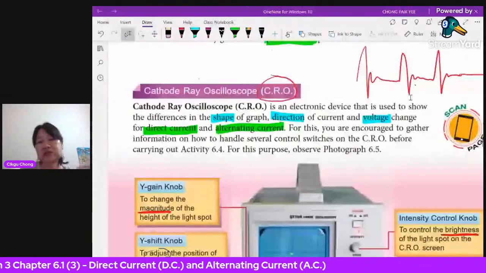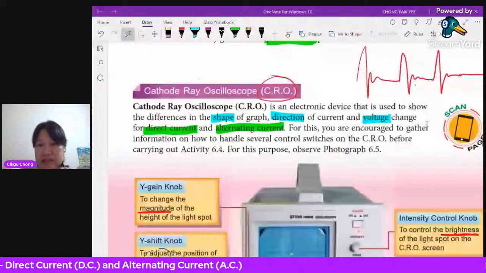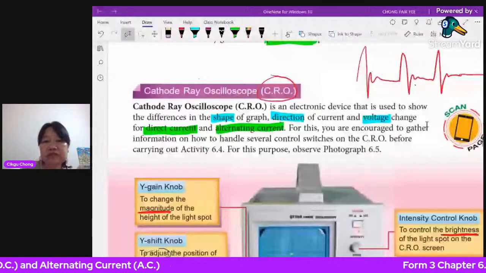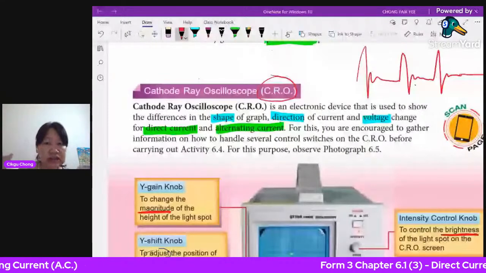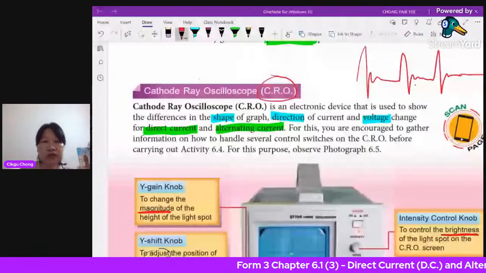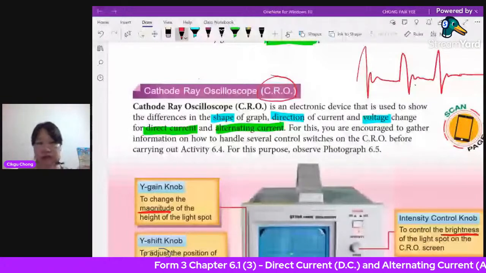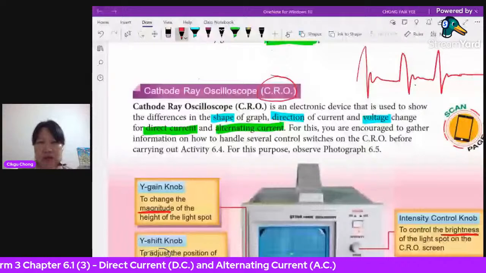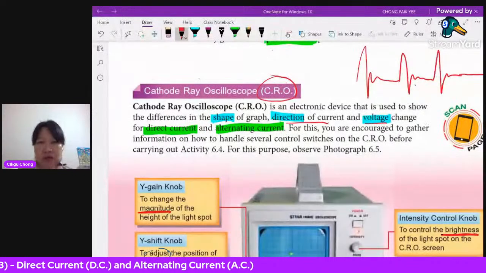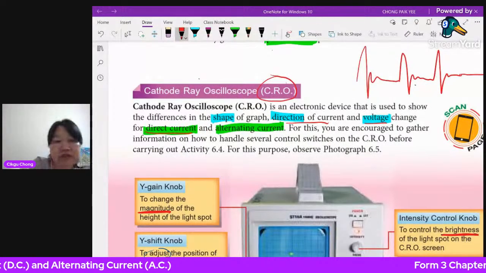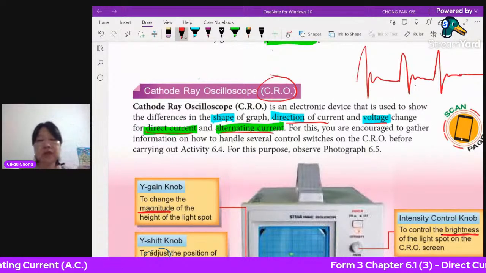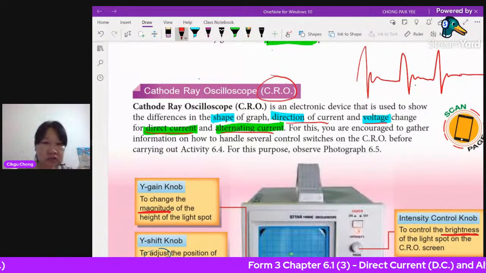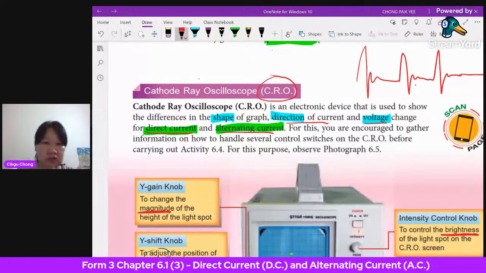So now, what does this do? This is an electronic device that is used to show the differences in shape. You can see the shape of the graph when you connect your current to it, whether it goes up, goes down, or is flat. It shows the direction of current, to see whether it is positive or negative, and the voltage change. You can test it for direct current, and you also can test for AC. So you connect your AC to this machine, or you connect your DC to the machine. Then you can see the pattern, okay?